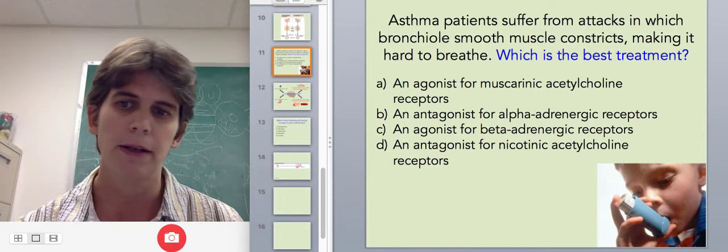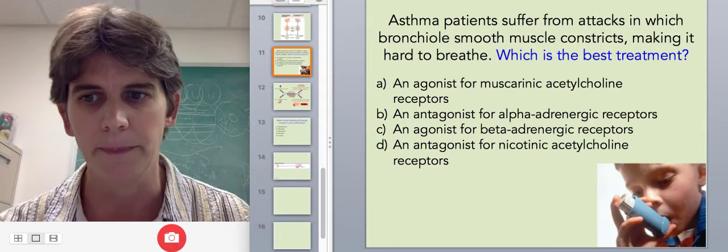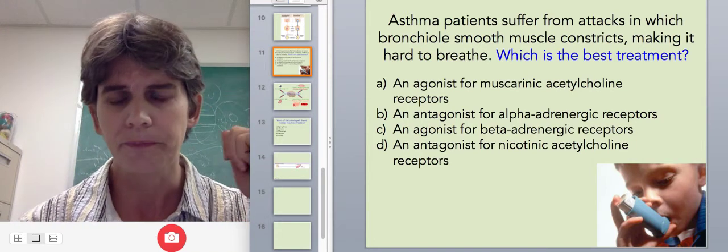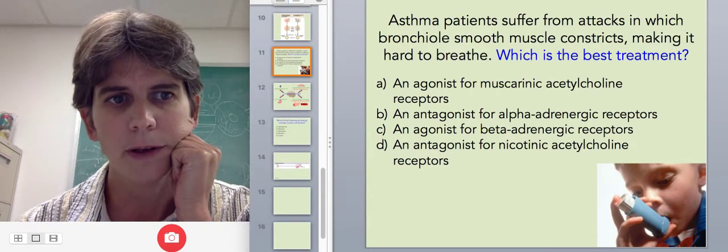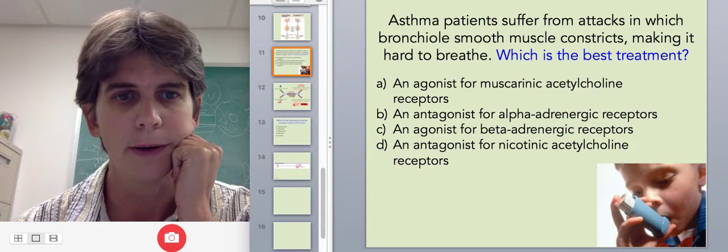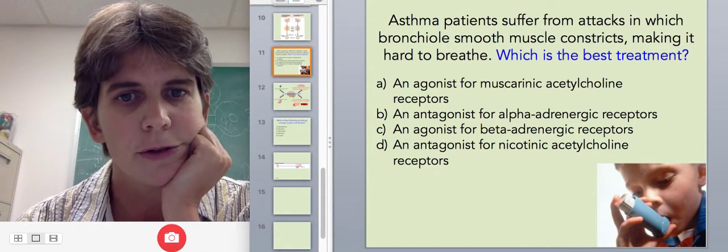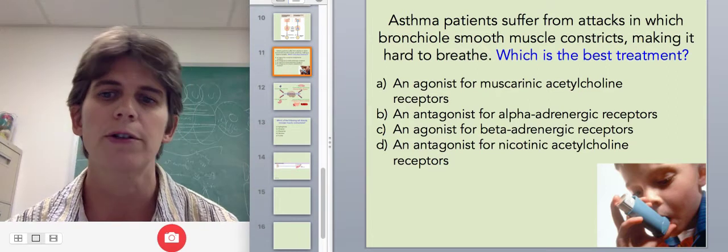So if we know that when people have asthma attacks, one of the major things that happens to them is that their bronchioles constrict, and therefore they have difficulty getting enough air to and from their lungs to breathe properly, or they have trouble breathing properly in order to get enough oxygen into their tissues and carbon dioxide out. So what should we give them?